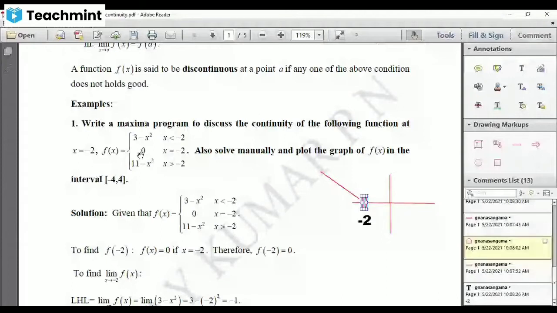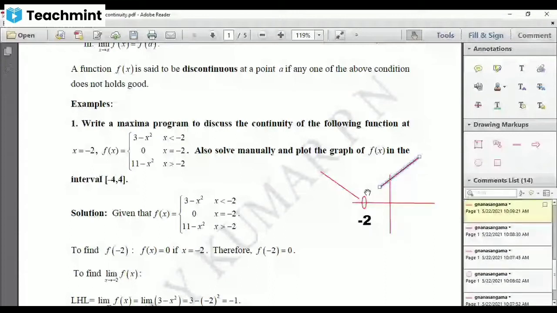Next, when x is greater than -2, for all those values which are to the right of -2, your graph is 11 minus x square. So you'll get another graph. Let us draw that. But if they intersect, then it's continuous. Otherwise, it is not. So as usual, we'll check the conditions. First we'll solve manually, then we'll write the Maxima program, and also we'll plot the graph.